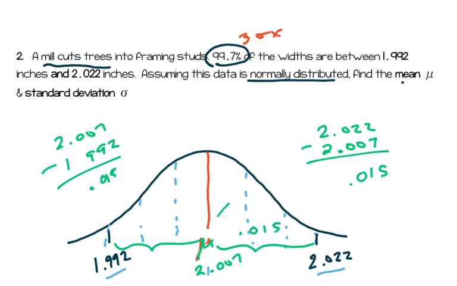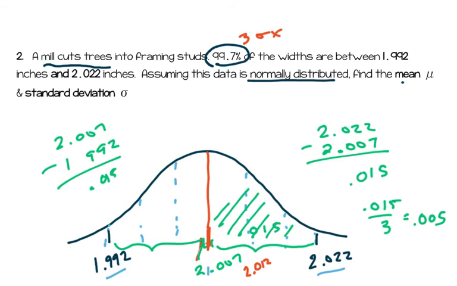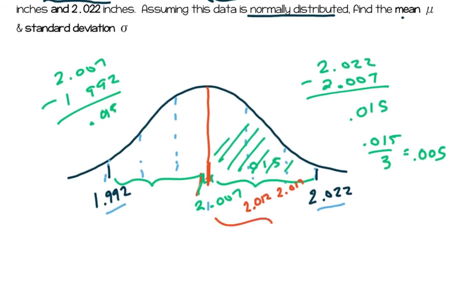Since that's 0.015, I'm going to see how much is in each of the 3 spaces. You're going to split it evenly. So 0.015 divided by 3 gives you 0.005. So from the mean, if you add 0.005, you get 2.012. Then if you add 0.005 again, you get 2.017. And if you add 0.005 again, you get 2.022. You have to make sure it works out like that. If it doesn't, then you did something wrong.